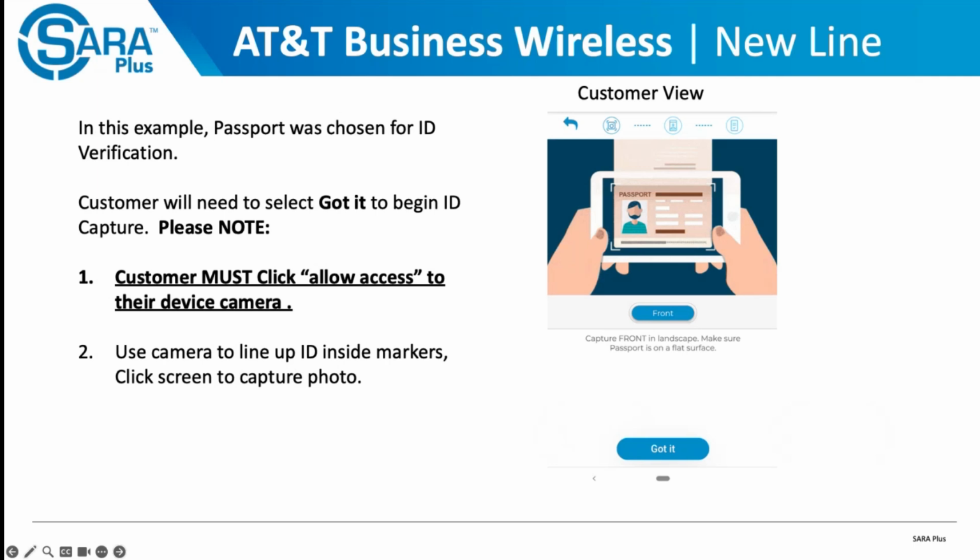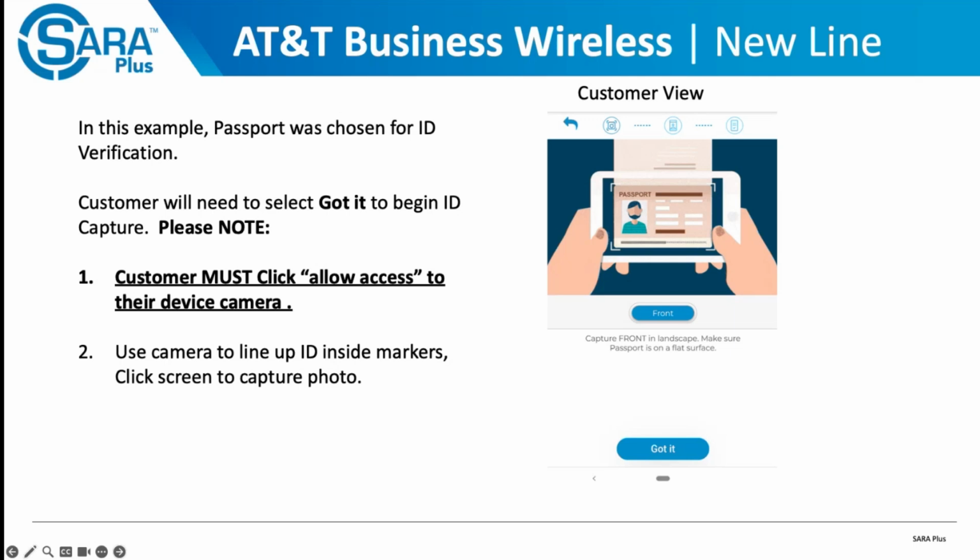Now, in this example, passport was chosen for ID verification. Customer will need to select Got It to begin ID capture. Please note, customer must click Allow access to their device camera. Use camera to line up ID inside markers and click or tap the screen to capture the photo.